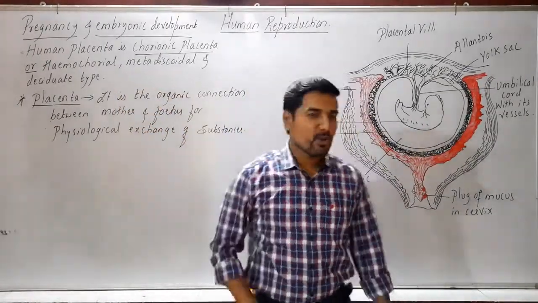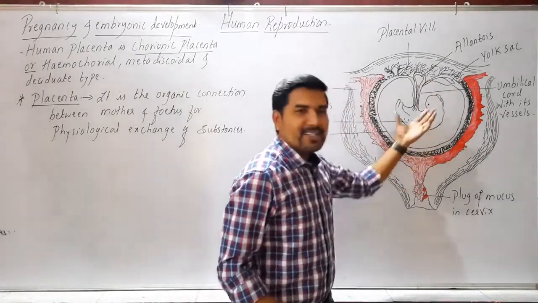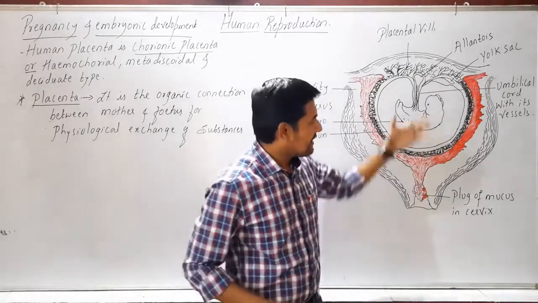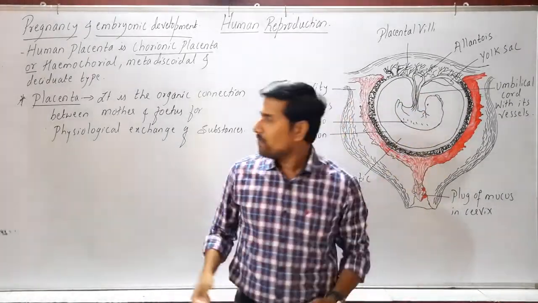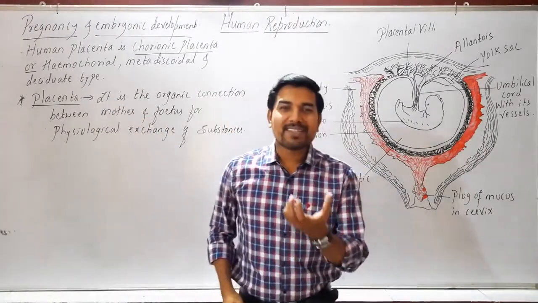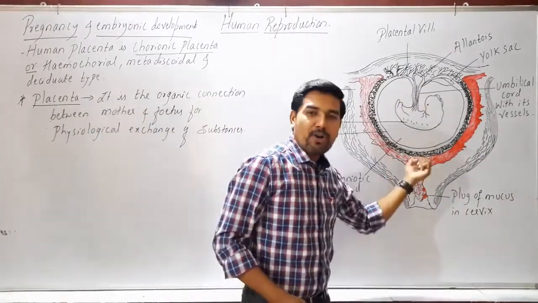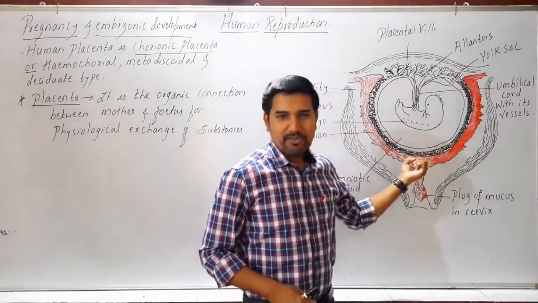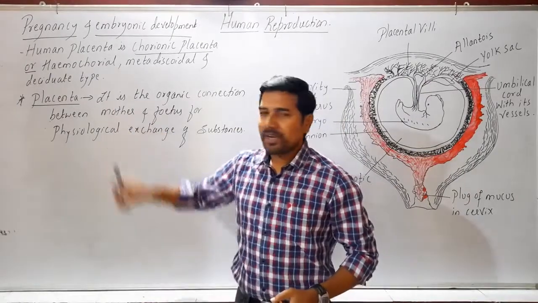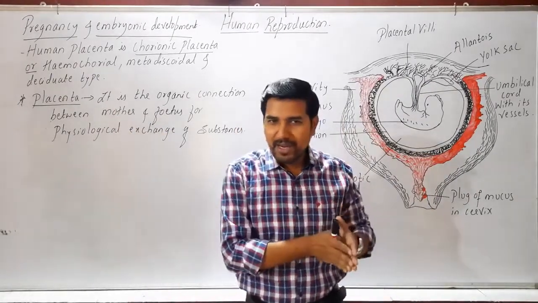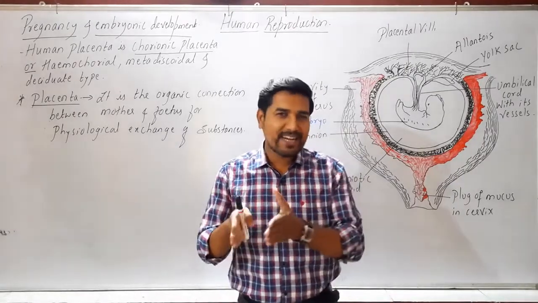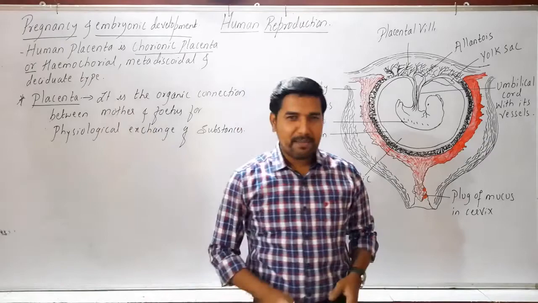It is metadiscoidal. If we look at its shape, it is a disc-like shape. Disc-like, metadiscoidal in shape. And it is said to be deciduate type. Why do we call it deciduate? It means it falls off after the process of pregnancy. That's why it is said to be deciduate type. So after the delivery of the baby, the placenta also ruptures and is released out of the uterus, and hence we say it is a deciduate type of placenta.